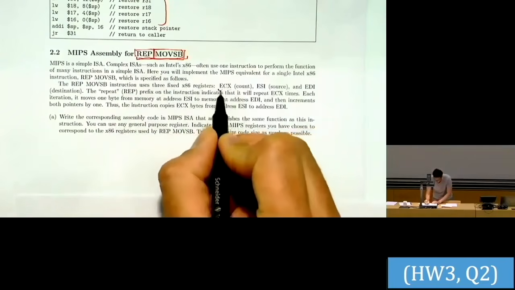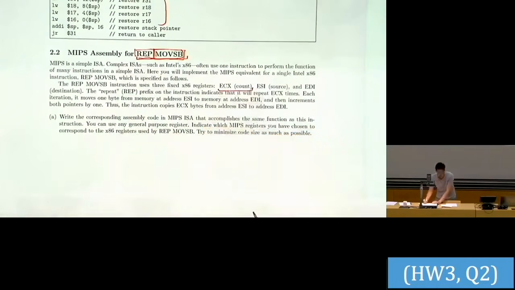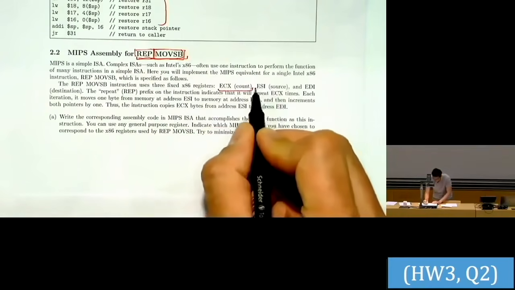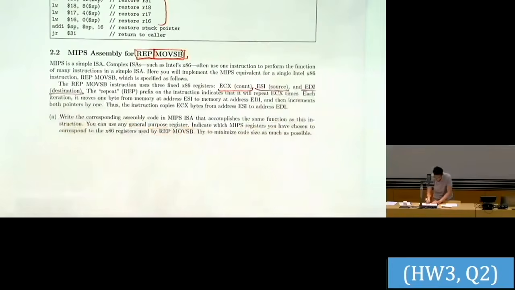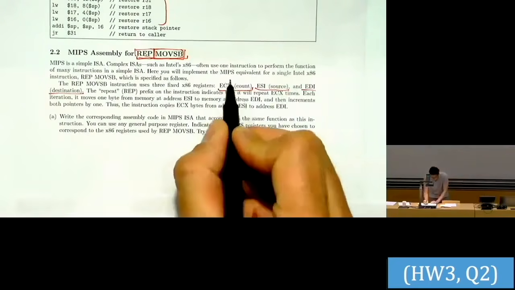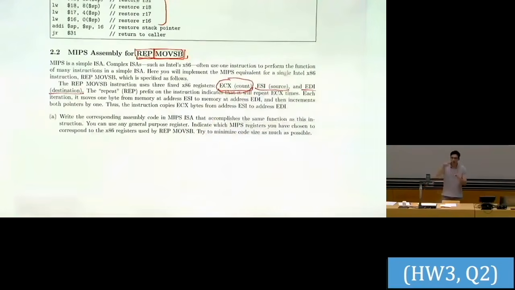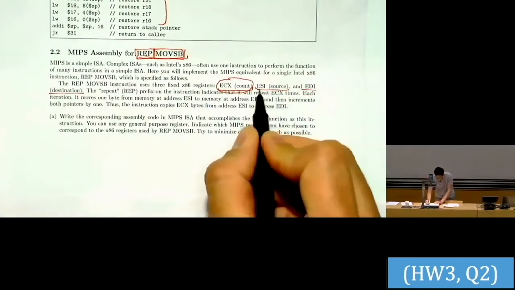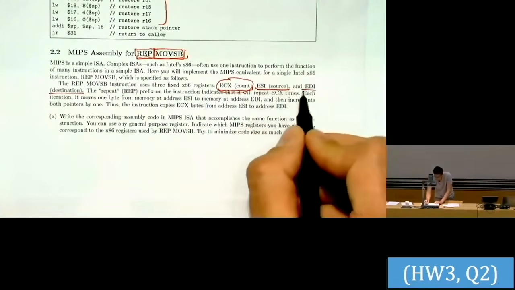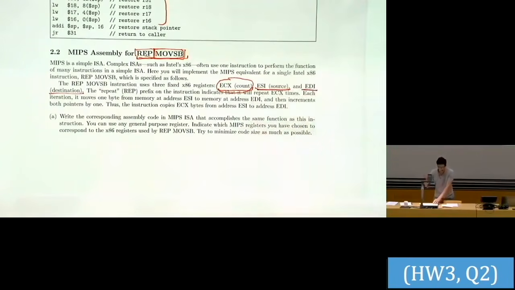There is one count register, ECX, and then we have one source register and one destination register. This source and destination are 2 pointers to 2 different arrays, and what this operation does is, for several times, and this number of times is the content of this register ECX, copying byte by byte from the source array to the destination array. And after each of these copies, these 2, ESI and EDI, are incremented.